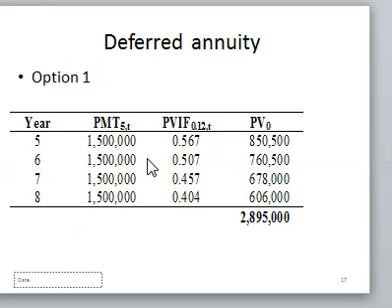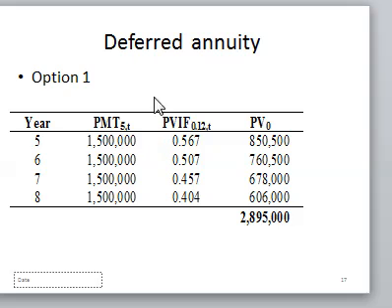So let's look at the solution. We have got 3 options that we can use to solve this question. The first option is to get these cash flows, because we are starting to pay from year 5. So we are going to pay year 5, year 6, year 7, year 8, because we are going to pay for 4 years. And every year we are going to be paying 1.5.